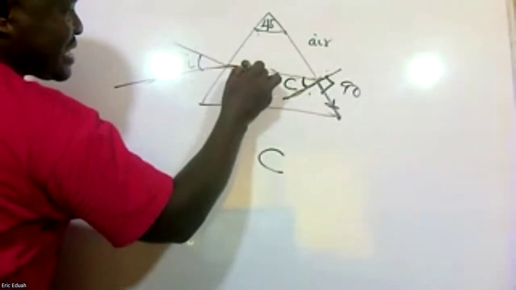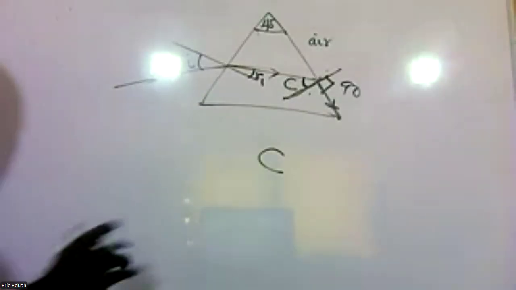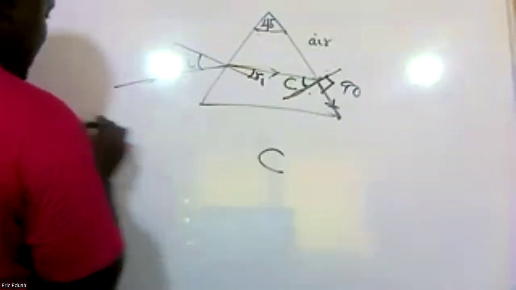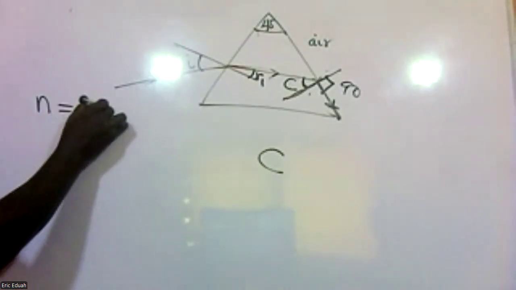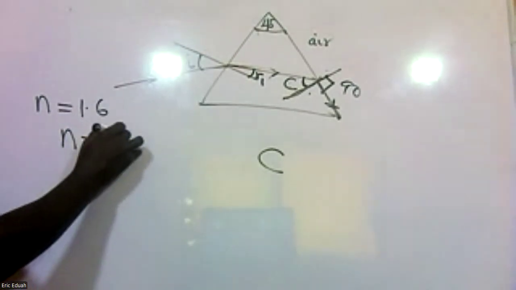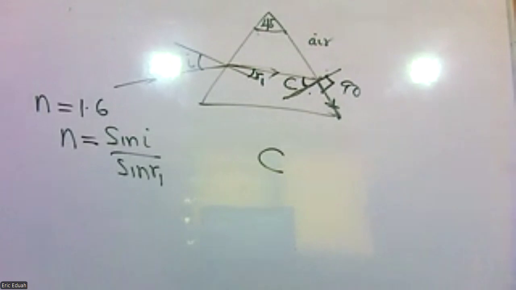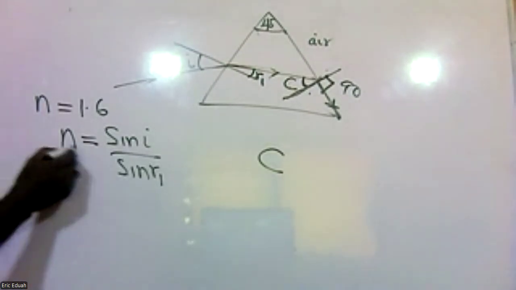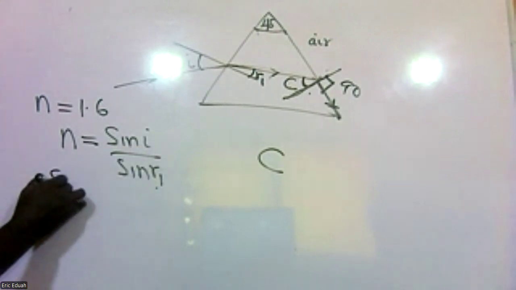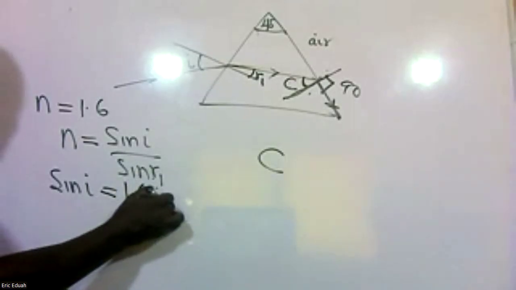Now, this is R1. We are given the refractive index of the material, which is 1.6. So N is equal to 1.6. To determine I, we know the refractive index must be sine I over sine R1. We have the refractive index. We don't know R1. So knowing R1, we can easily calculate I.